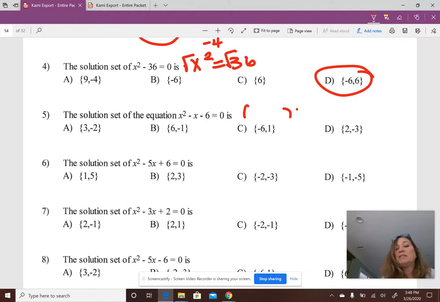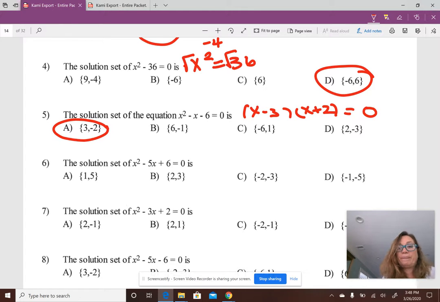When I factor this, I get x minus 3 and x plus 2. When you set the factors equal to 0, it's going to give you a positive 3 and a negative 2. Right, so if I factor this, I get x minus 3 and x minus 2. When you set the factors equal to 0, you get positive 2 and positive 3.